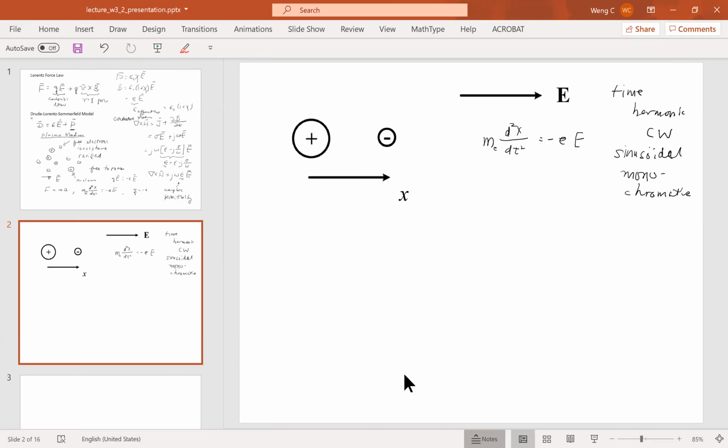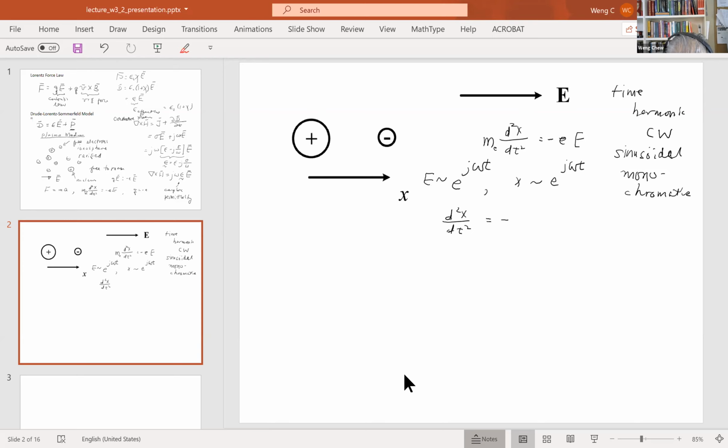Any questions? No? So if we assume that the field is time harmonic, that E is proportional to this, and then X would also be proportional to this, all of them in time harmonic motion, then d square X over dt square would be minus omega square X. If you square j, j square is minus one. And then that equation of motion from Newton's law just becomes minus m_e omega square X is equal to minus e E. But please bear in mind that we are now in the phasor world.